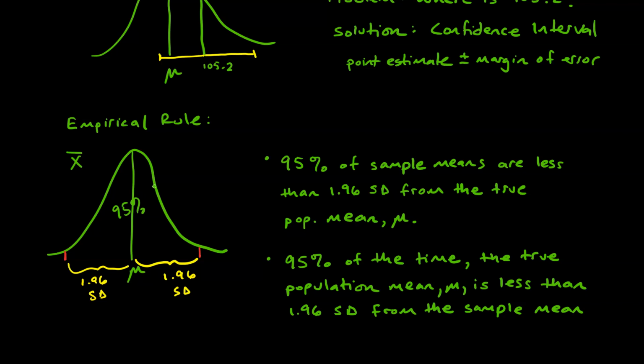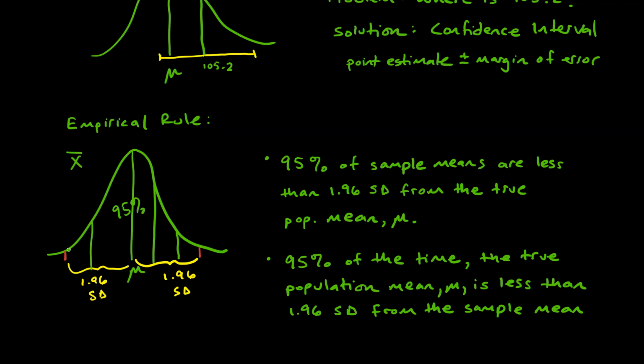So let's take a look at a few of those sample means. This could be one right here. This could be one right here. This could be one right here. So if you took a look at this sample mean right here, can you see that this particular sample mean is less than 1.96 standard deviations from the true population mean mu? Can you see that this sample mean right here is less than 1.96 standard deviations from the true population mean mu? And same thing with this one.